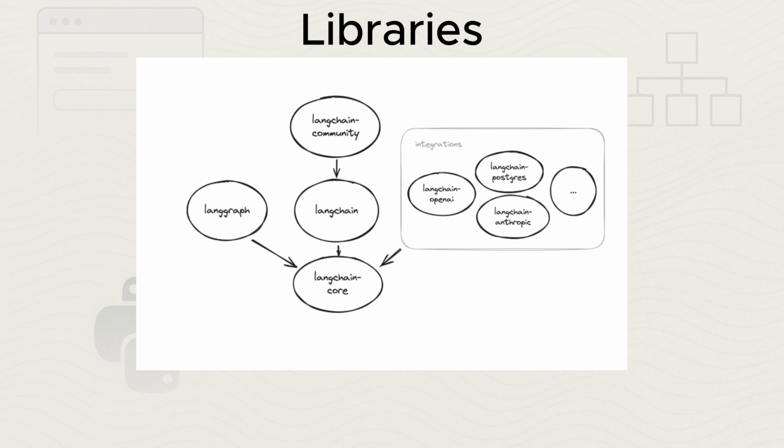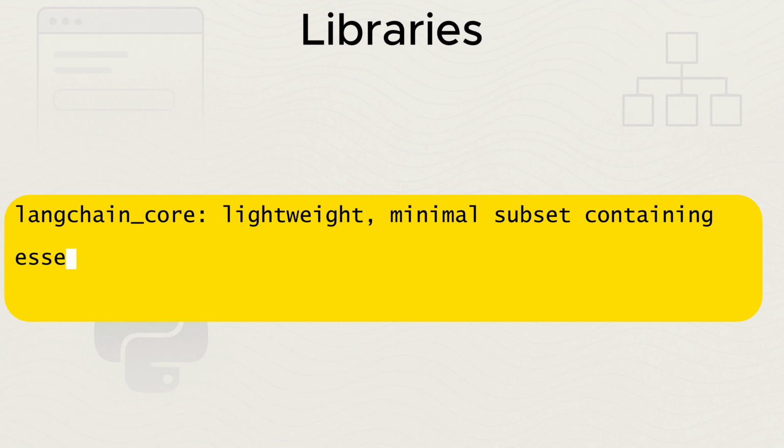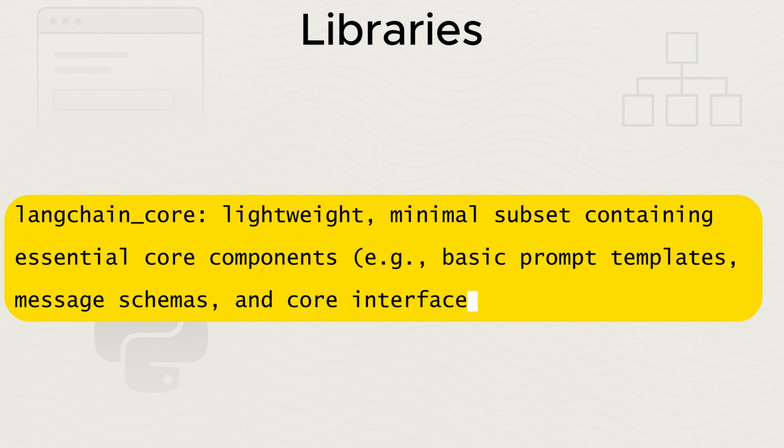There is the LangChain core, which is the main library, and other libraries connected to it to utilize its functionality. These are LangChain, LangGraph on the left side, the integrations, and the LangChain community. LangChain core is a lightweight, minimal subset containing essential core components. This includes, for example, the prompt templates, message schemas, and other core interfaces. You can think of it as the highest level of abstraction within the whole framework or ecosystem.